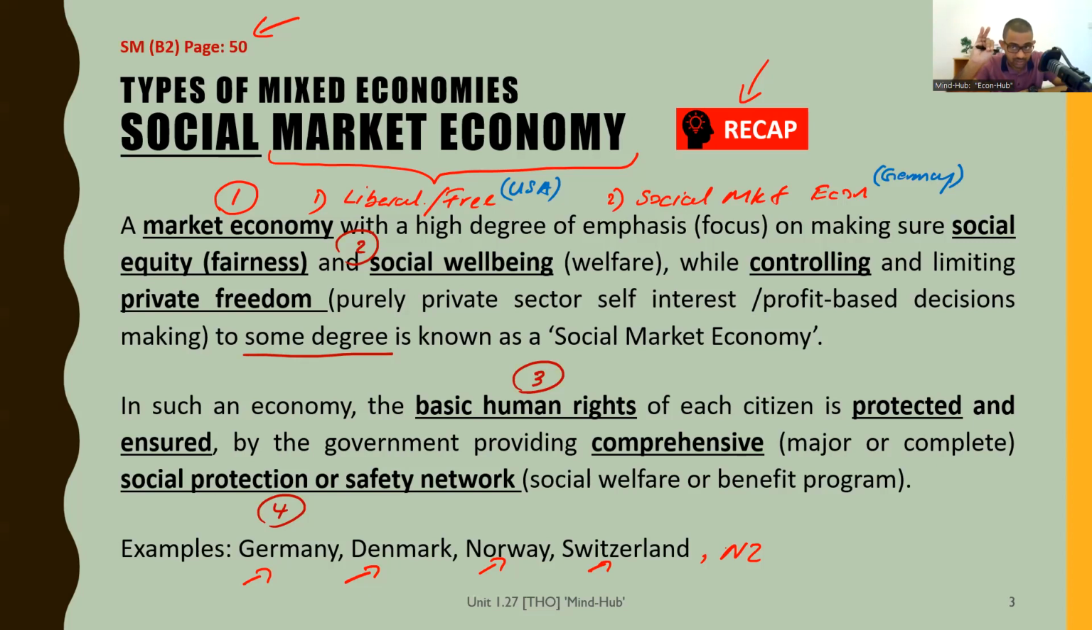Number three, there will be the five basic human rights. Basic human rights will be protected and ensured for every citizen. Number four, the main point, there will be a very comprehensive social safety net or network. A social protection network will be there. A very strong welfare system will be there. Four things about a social market economy, and that's how a social market economy is different from a liberal or free market economy.